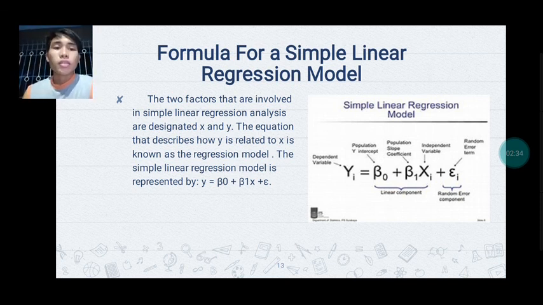The two factors that are involved in simple linear regression analysis are designated x and y. The equation that describes how y is related to x is known as the regression model. The simple linear regression model is represented by y equals beta sub 0, the population y-intercept, plus beta sub 1, the population slope coefficient, times the independent variable x, plus the random error term.